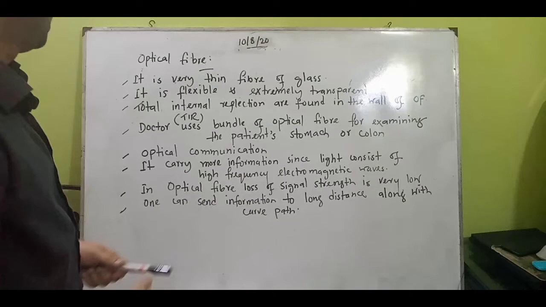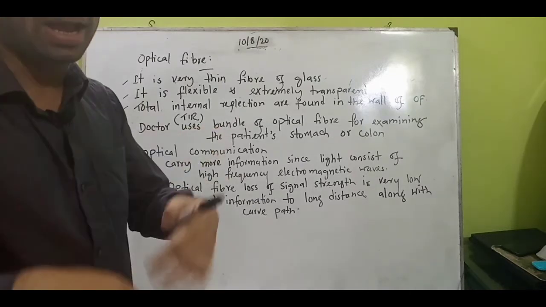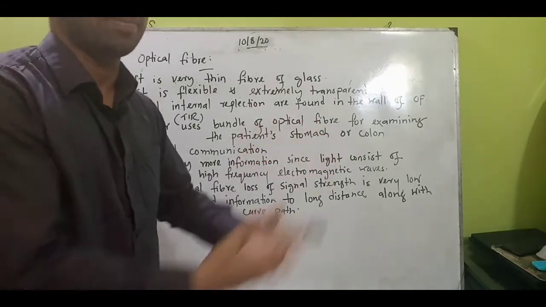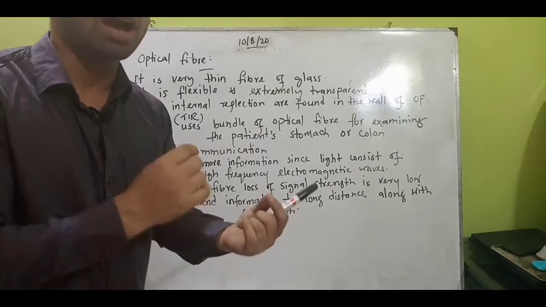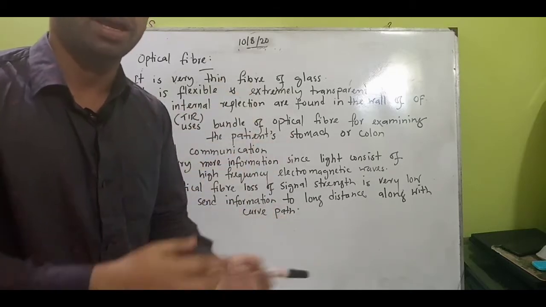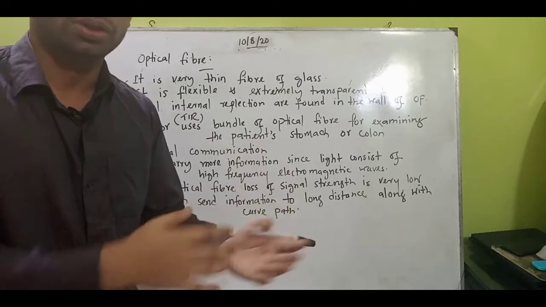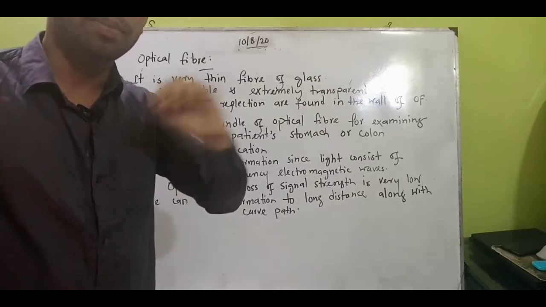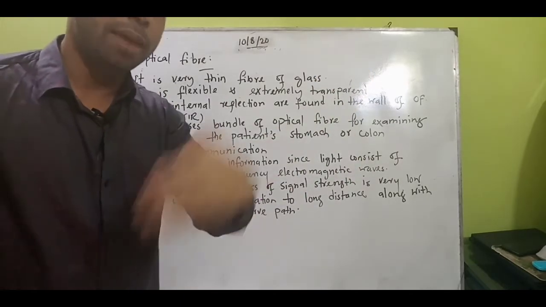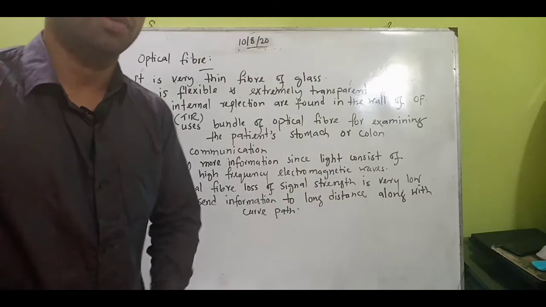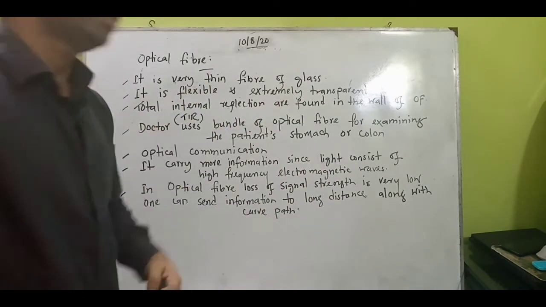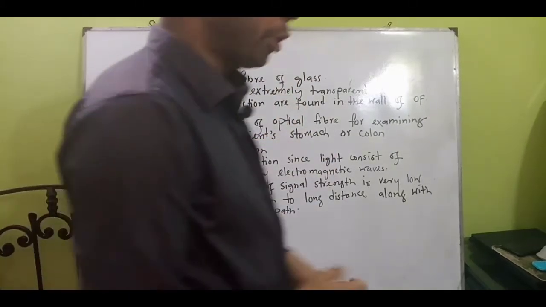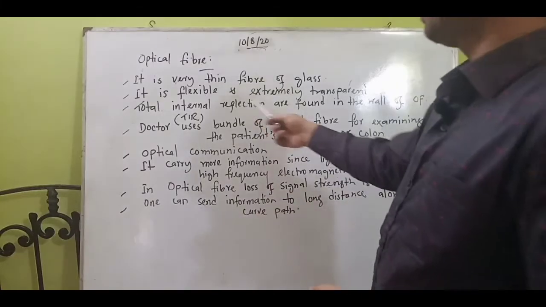Extremely transparent. Total internal reflection. We have learned about total internal reflection in my previous lecture: when light comes from a denser medium to a rarer medium, and afterwards refraction, one ray can come from the denser medium and come back to the same medium. So that was total internal reflection, and it is found in the wall of the optical fiber. This is another point: total internal reflection is found in the wall of optical fiber.